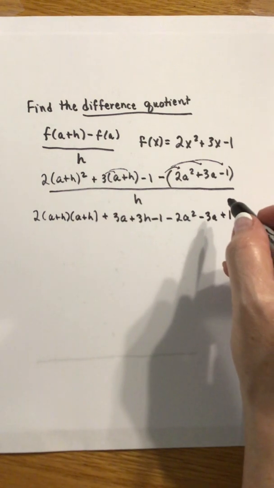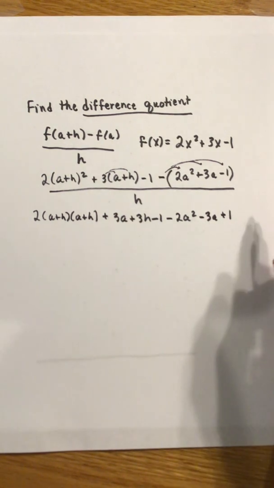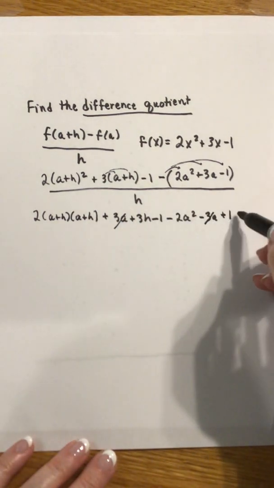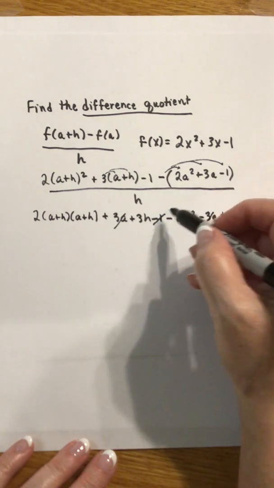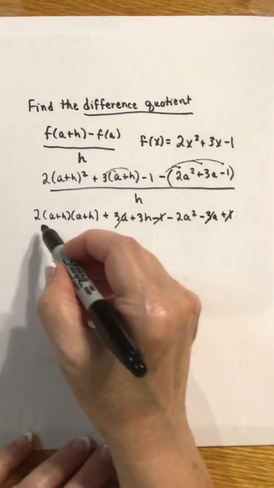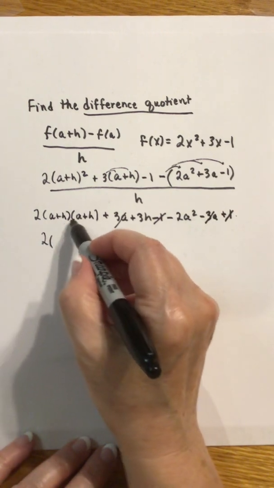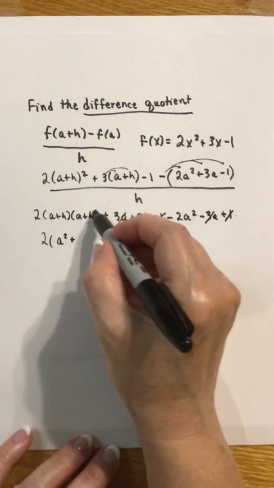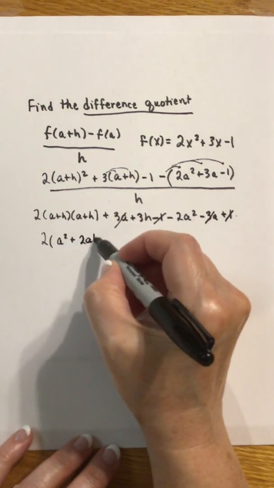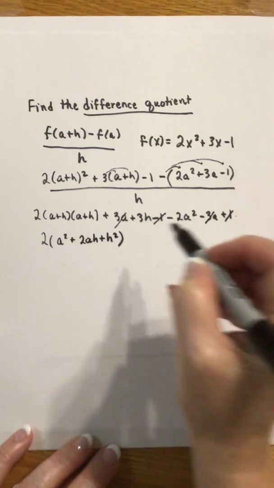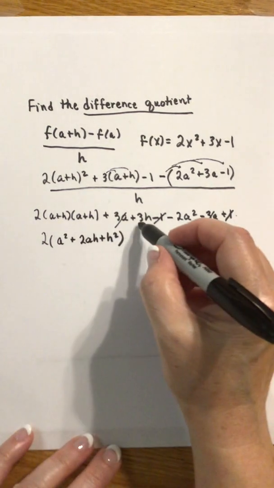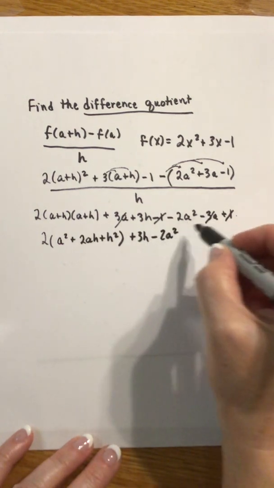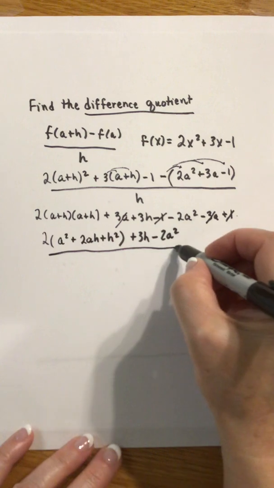Now, we're going to go ahead and see if we can take anything out. You can see that the negative 3a and the positive 3a can cancel out. You can see that the 1 and the negative 1 can cancel out. So in this step, we're going to bring down the 2, but we're going to go ahead and distribute with FOIL. So a squared plus outside and inside, and it's going to give us 2ah plus h squared on the inside of the parentheses. Still bringing down the plus 3h minus 2a squared all over, don't forget that part, h.